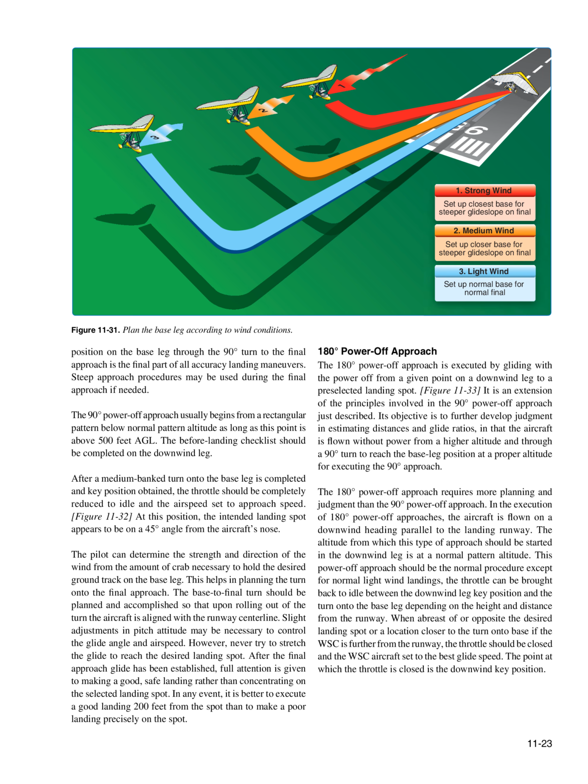When abreast of or opposite the desired landing spot, or a location closer to the turn onto base if the WSC is further from the runway, the throttle should be closed and the WSC aircraft set to the best glide speed. The point at which the throttle is closed is the downwind key position.